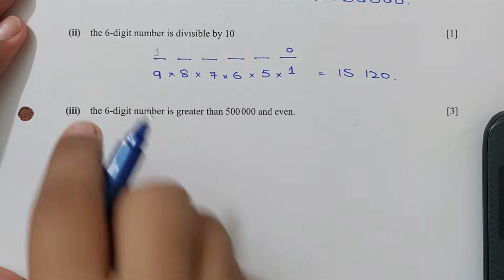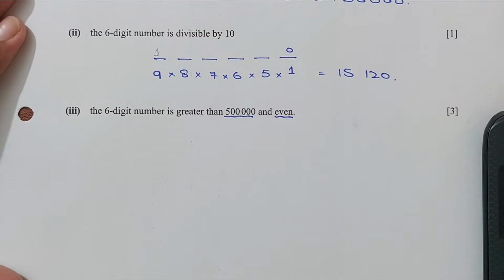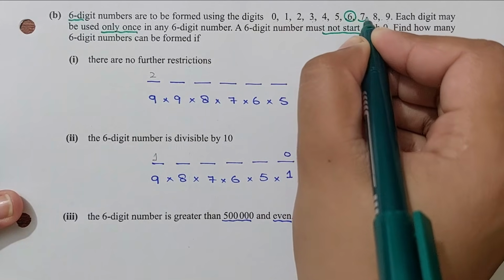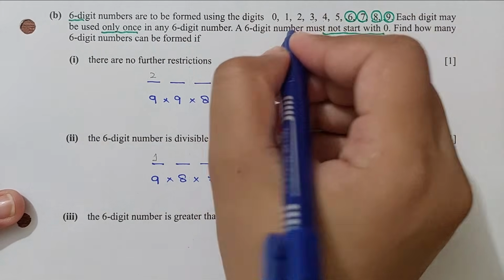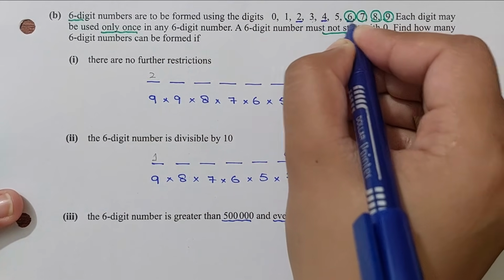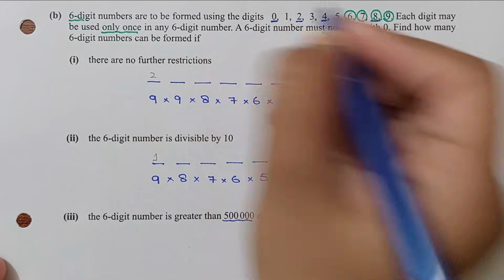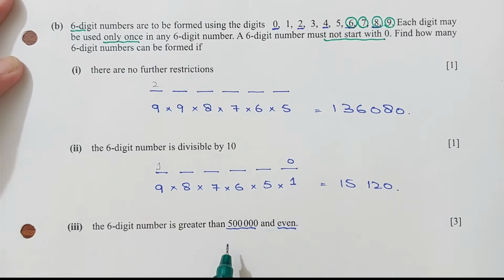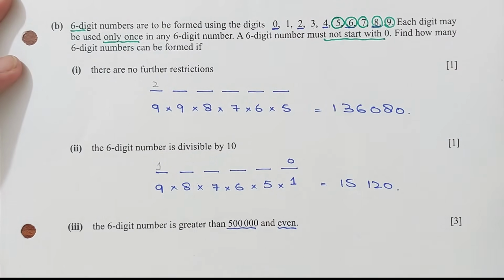Now for part 3, the 6-digit number is greater than 500,000 and even, right? If it is more than 500,000, it must start with 6, 7, 8 or 9, and for more than 500,000 we have to consider 5 as well. And it is even, so it must end in 2, 4, 6, 8 or 0, because 0 is also an even number. So we have overlapping at 6 and 8, so we have to do 2 cases here.